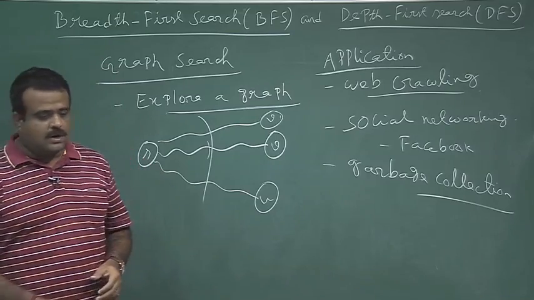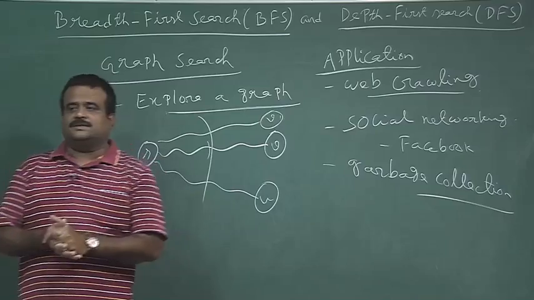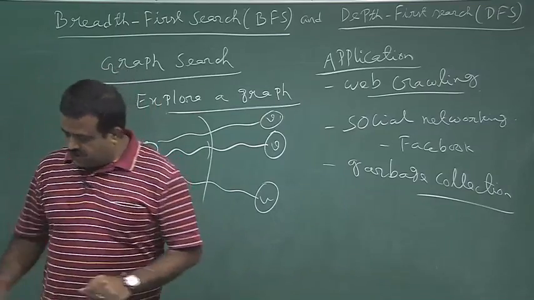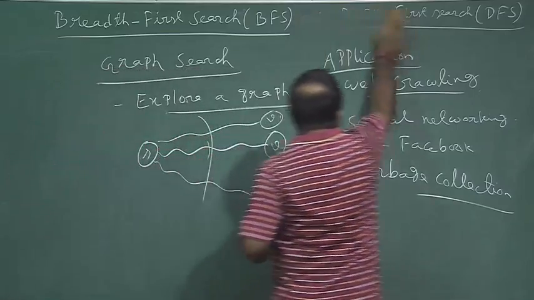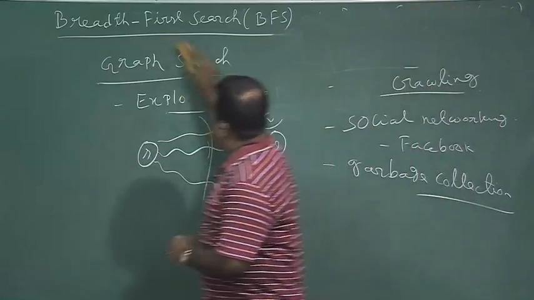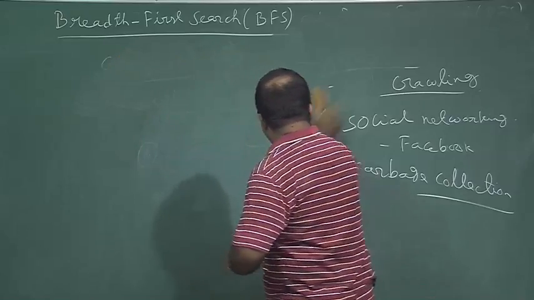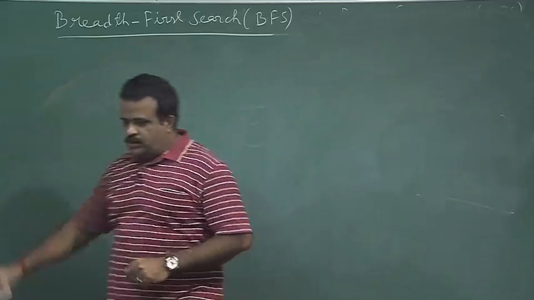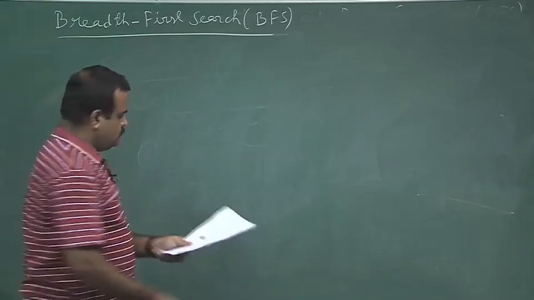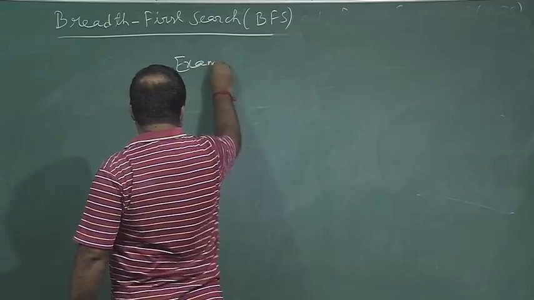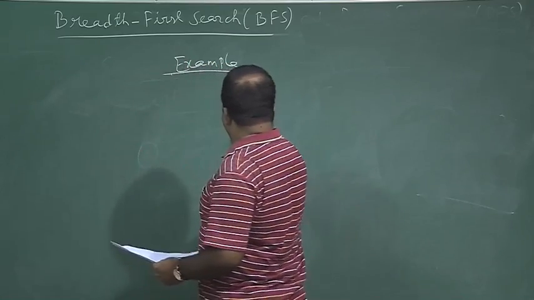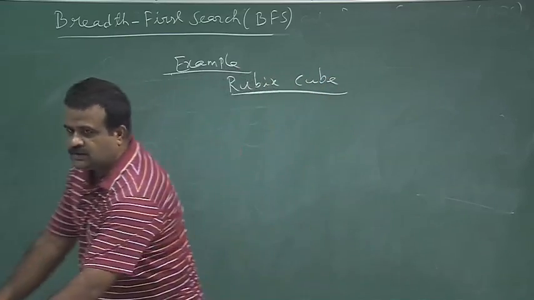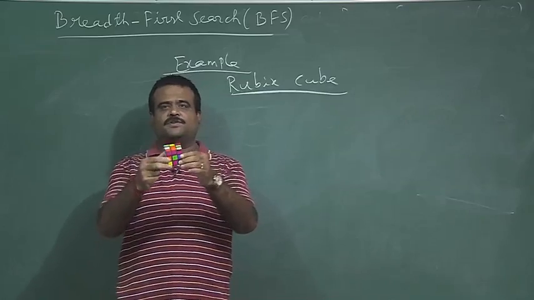So, today we will talk about these two ways of searching a graph, how we can explore a graph. Okay. So, we start with BFS, breadth first search. We will take an example of the Rubik's cube, or the pocket cube. This is a 3x3 Rubik's cube.